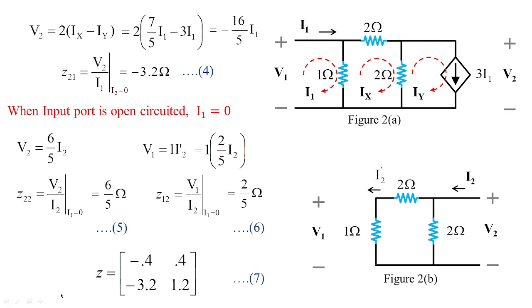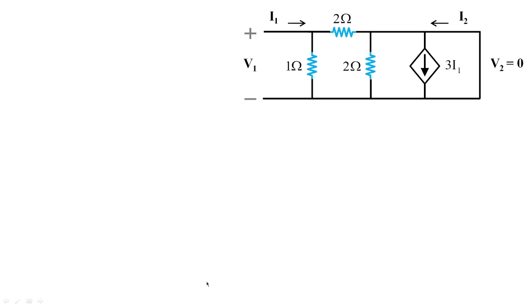With this, we'll get Z parameters whose values are minus 0.4, 0.4, minus 3.2 and 1.2. I'm framing this as equation 7. Please remember this equation. Now I'm going to take another approach, that is obtaining Y parameters.